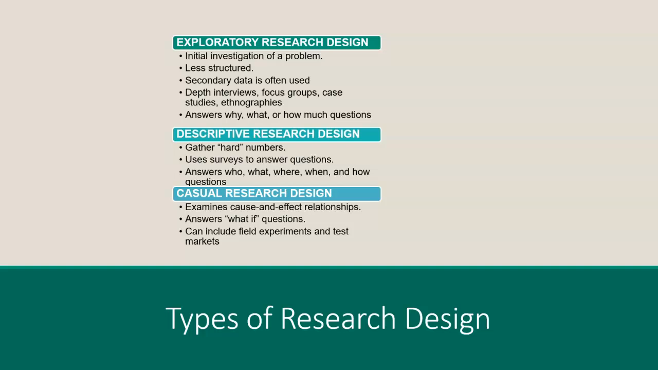Types of research design. So there's the exploratory research design, which is an initial investigation of a problem. It's less structured. Secondary data is often used. Methods include in-depth interviews, focus groups, case studies, and ethnographies. It answers why, what, or how much questions.